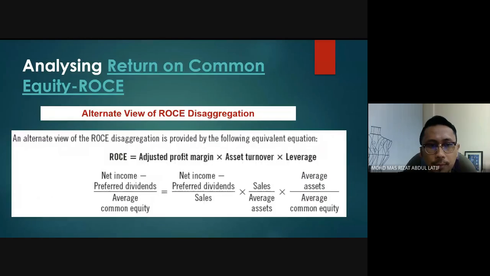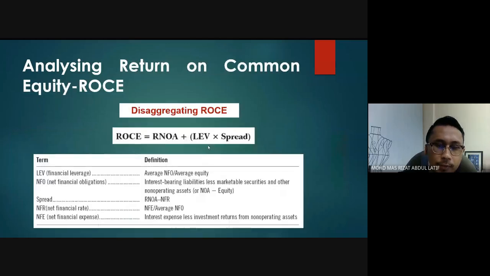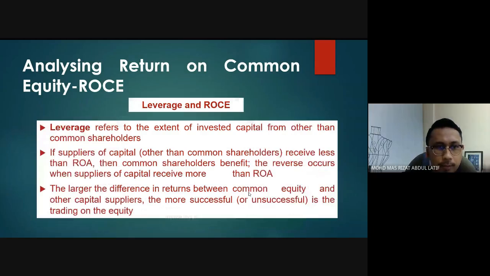Okay, dia ada dua method. Sama ada ini, alternative view ataupun yang spread view ni. Okay, so yang ni dah tak pakai. Alright. So what is left? So I cerita sikit lah, left ataupun leverage tu.